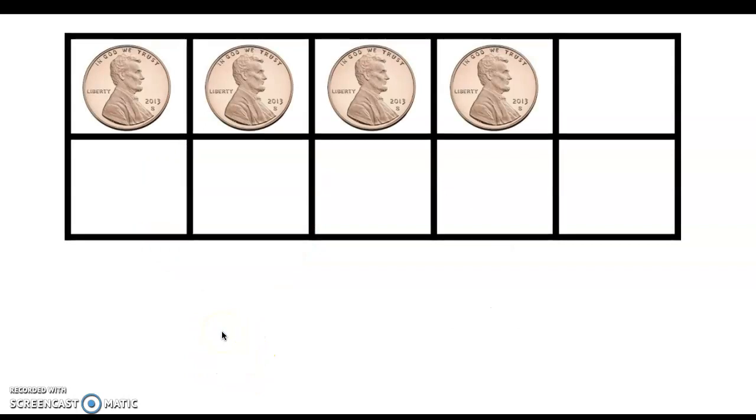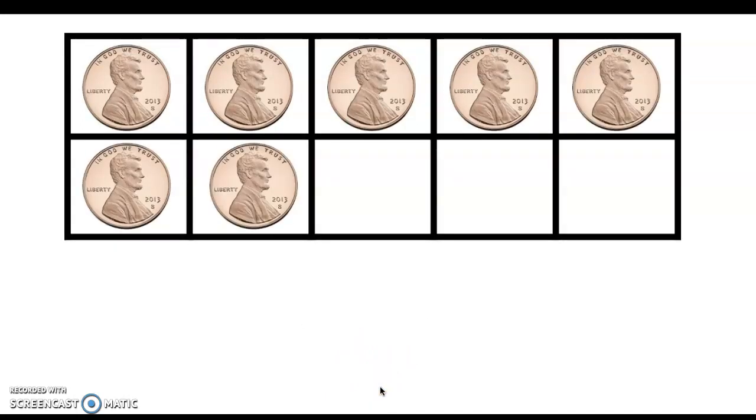So we're going to work on counting pennies. So if you look at my screen, how many pennies do I have? We can count. 1, 2, 3, 4. I have 4 pennies, so when I add those up, that means I have 4 cents, or we could also write it as 4 with the cents sign.